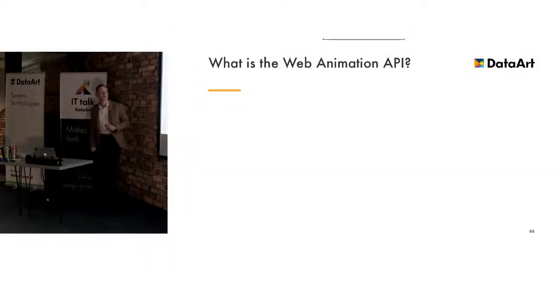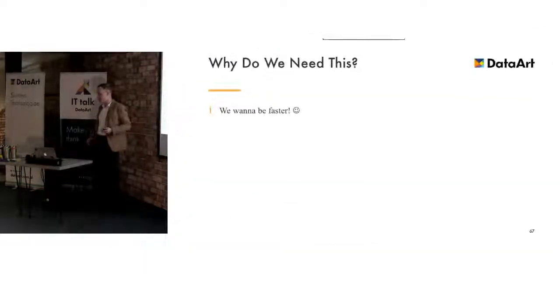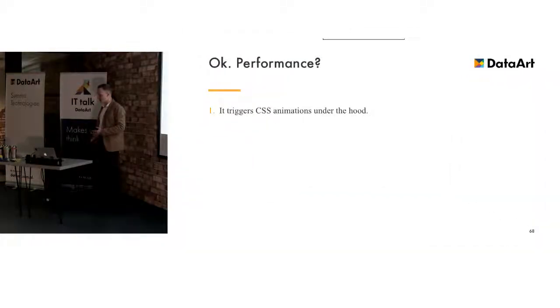So, what is the Web Animation API? It is something which allows us to have our animations faster and with better performance. It allows us to use JavaScript animations and run them with the graphics card, not the processor, making them extremely faster. It triggers CSS animations under the hood, but you declare what you want in JavaScript. It adds some CSS information under the hood, which you as a user won't see. It is not applied anywhere in the DOM tree. It doesn't apply as a style, so it triggers exactly under the hood of the browser.